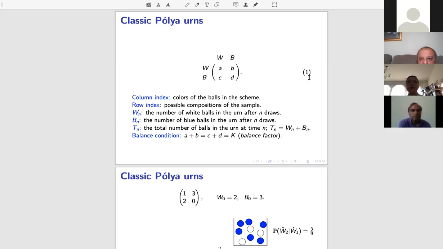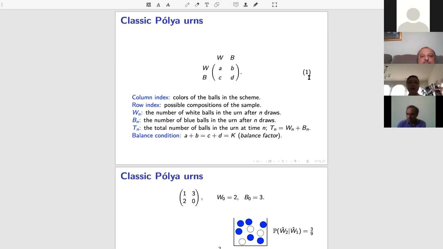In the matrix, W and B: W represents white and B represents blue. The column indices of this matrix are colors of balls in the scheme, and the row indices are the possible compositions of the sample. Pretty straightforward. The matrix is saying that if we have a white sample, we will add A white and B blue balls into the urn, and if we have a blue sample, we will add C white and D blue.